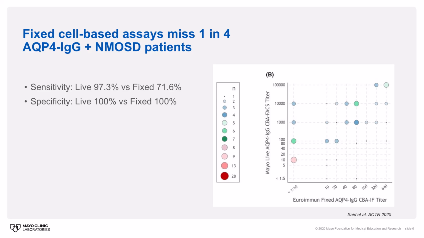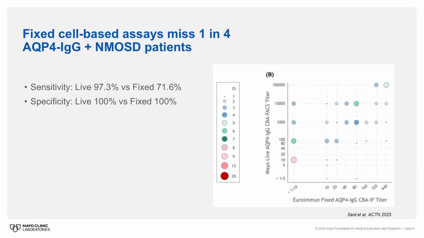Or we can fixate the cells and kill the cells and then add the antibody and look for the fixed cell-based assay. But the live cell-based assay, as I mentioned, tends to recapitulate more real life. And when you fixate the cell, you may lose some of the conformational form of the receptor of interest.